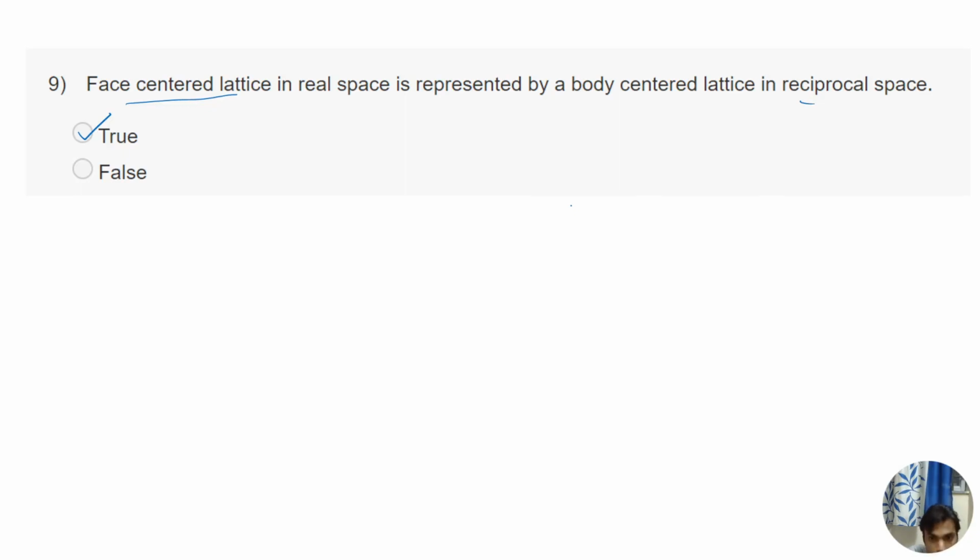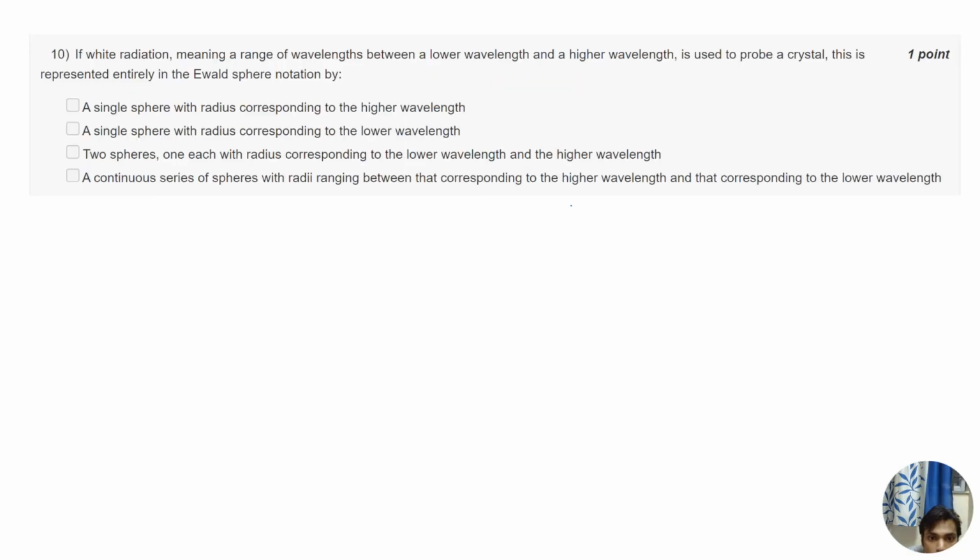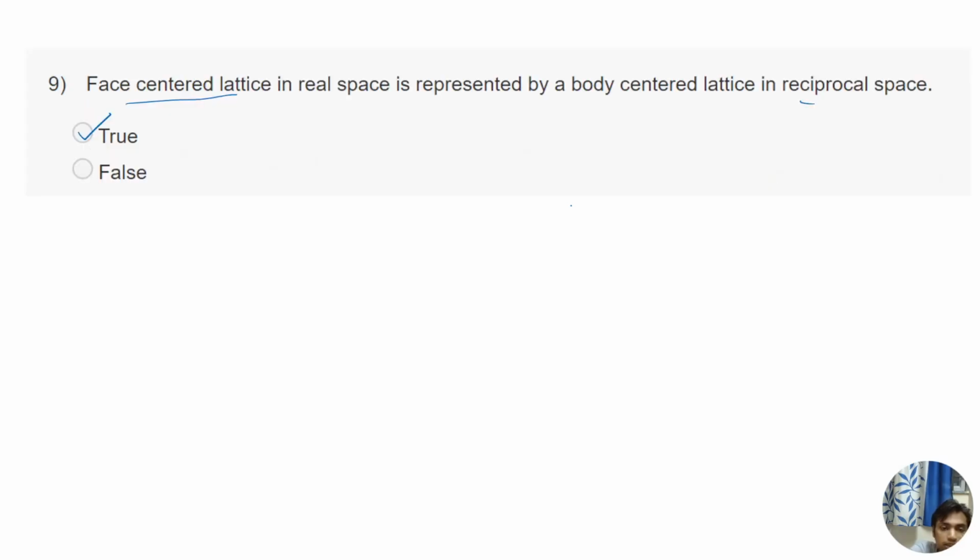Can you explain that once? Which one? This face-centered in real space versus this thing. Can you mathematically just quickly? Yeah, sure. I'll do that. See, just hold on.